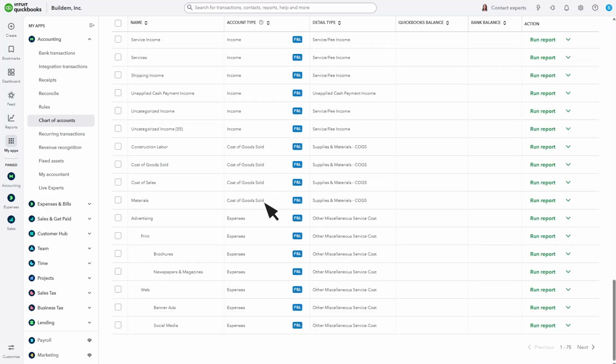Costs of goods sold and expense accounts, like office supplies, help you track your spending. These accounts don't have balances because they help you track the profit of your business for a specific time period. You usually don't want to see how much you spent on office supplies since you opened your business. So instead, you run a report to see how much you spent for a month or a year.